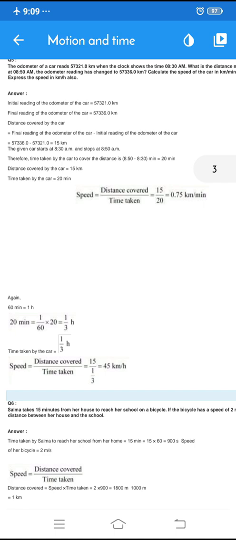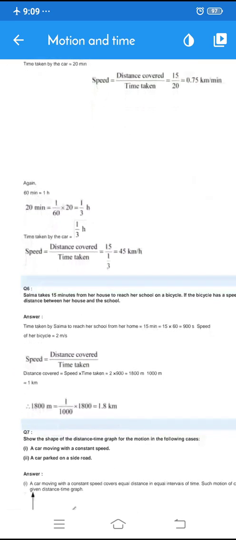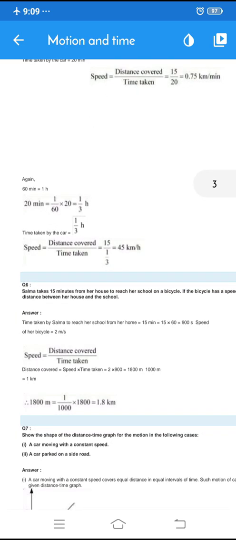The formula to find the speed is distance by time. The distance is 15 kilometers, time taken is 20 minutes. Divide it. So what is the speed of the car? That is 0.75 kilometers per minute. Now you need to convert it into kilometers per hour. We know 60 minutes equal 1 hour, so we have to convert the 20 minutes into hours. So 20 minutes equals 20 out of 60, since 1 hour means 60 minutes.